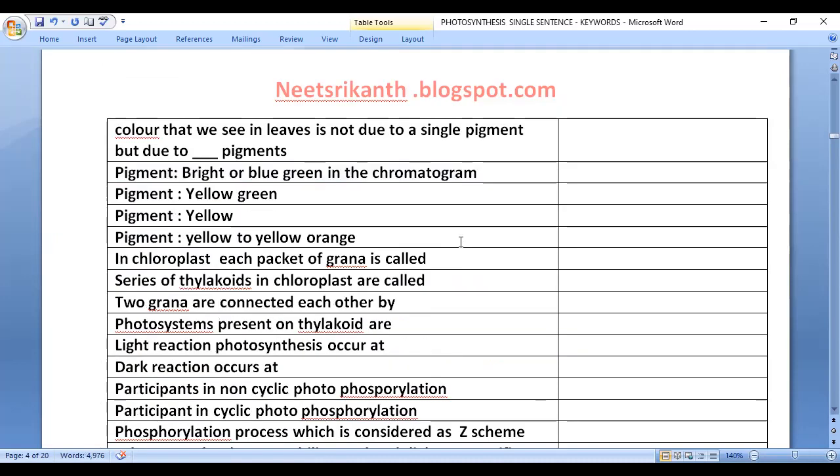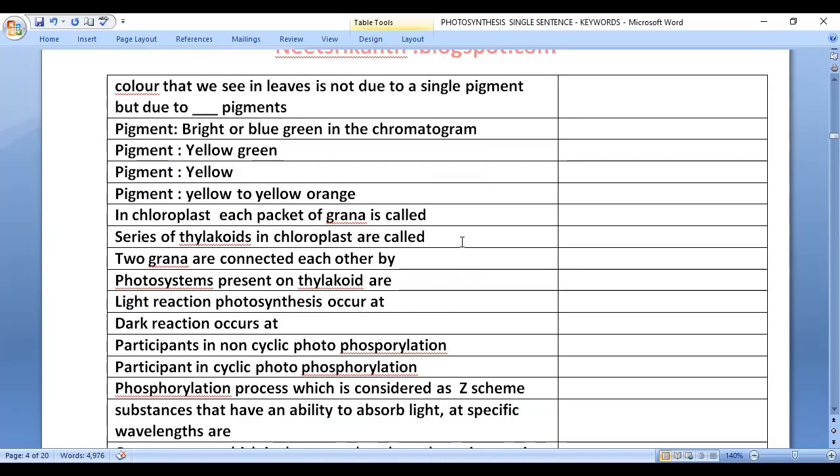The pigment with bright or blue green color in the chromatogram is chlorophyll A. Yellow green pigment, chlorophyll B. Yellow pigment, xanthophylls. Yellow to yellow orange pigment, carotenoids.